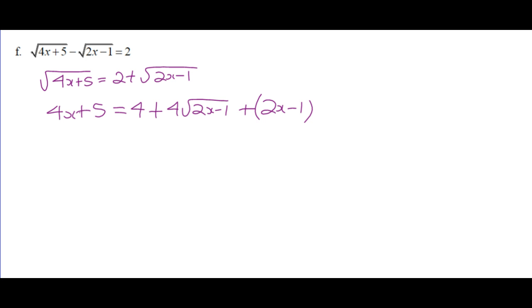Okay, now we're going to get rid of this and this, moving it over to the other side so that we can isolate this radical. Okay, so I got 4x minus 2x is 2x plus 5. Okay, so these guys collect to be 3. So 5 minus 3 is plus 2 is equal to 4 root 2x minus 1.